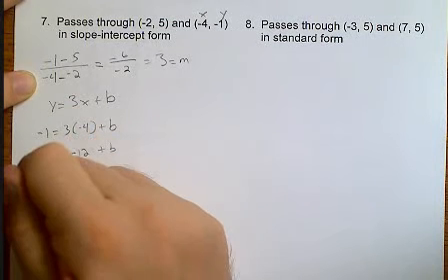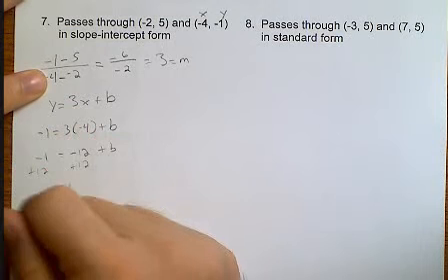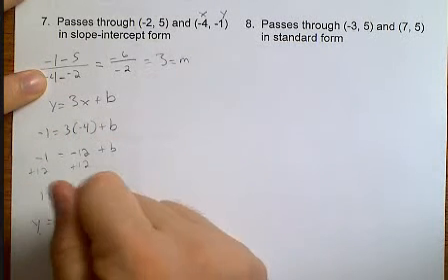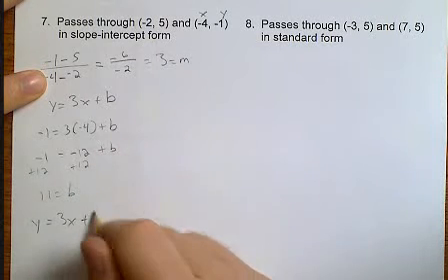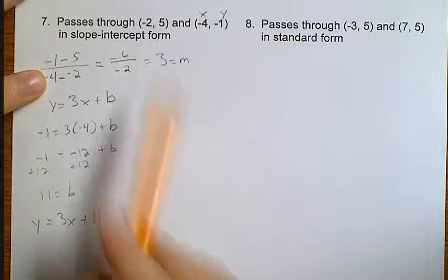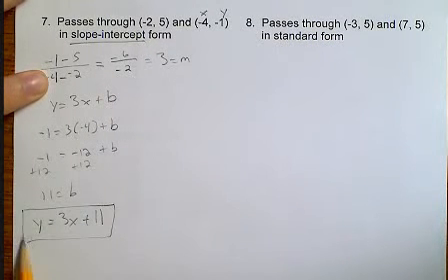Add 12 to both sides, 11 equals b. So now we have y equals our slope of 3x plus our b of 11. Double check, they wanted it in slope-intercept. We gave it in slope-intercept. So now we're done.